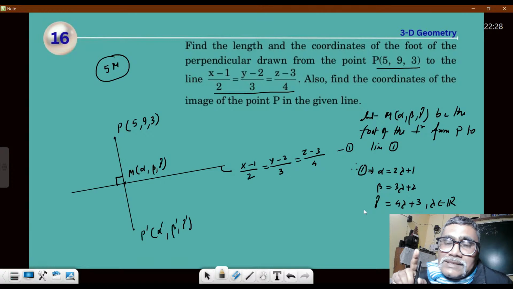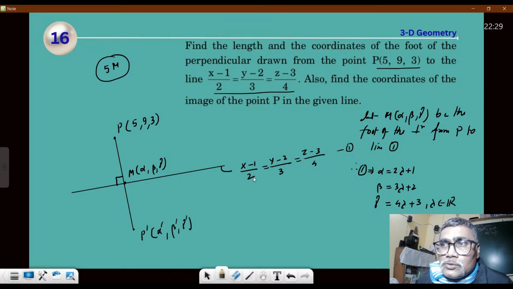That means now I can say that alpha, beta, gamma has been expressed in one single parameter. Fine. The next condition: according to the condition, this line is perpendicular to this. So, component wise, if I multiply their direction ratios, that algebraic sum is 0.